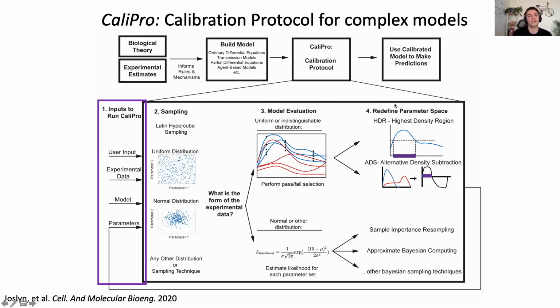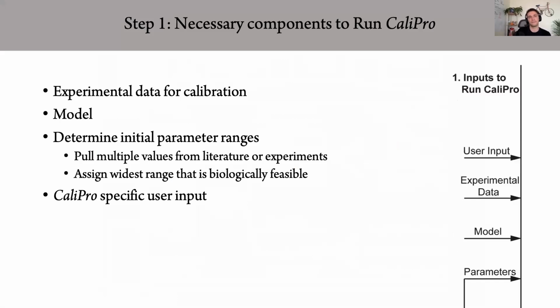So let's open up CaliPro here and first talk about the inputs that are necessary to run CaliPro from the user end. So, necessary components: first and foremost, you obviously need a model and you need experimental data for calibrating that model to. But additionally, and I'm not sure I even do this step justice in this presentation, you need to determine initial parameter ranges. And that can be really difficult depending on the model that you have at hand and what types of parameters you've created with your model.